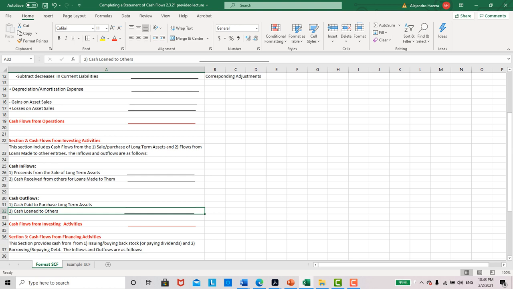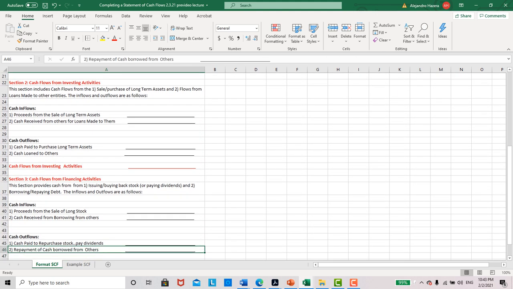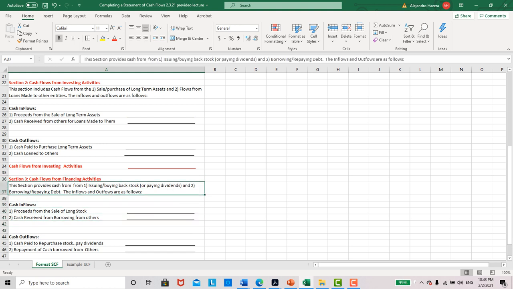Borrowing goes down beneath. And so for lending activities, the cash outflow is loans made to others, and the cash inflow is cash received from loans made to others when other people pay you back. Finally, in financing activities, you have two activities: issuing and buying back stock or paying dividends, and cash flows from borrowing and repaying debt.